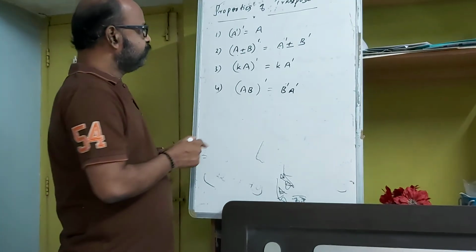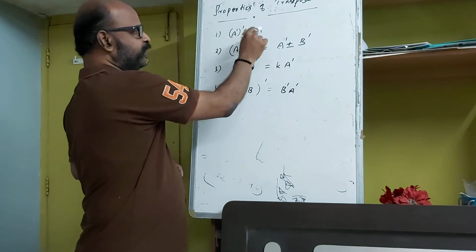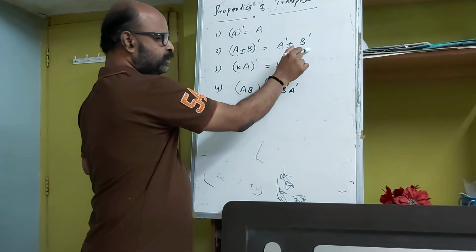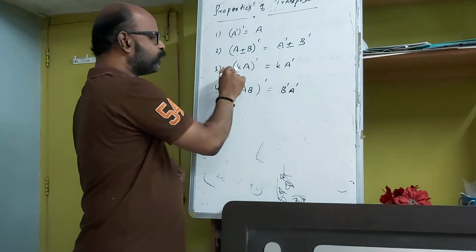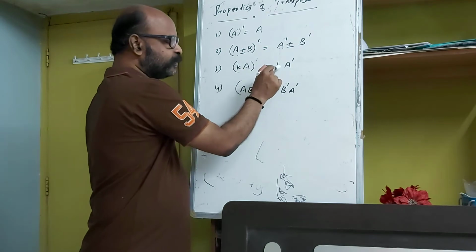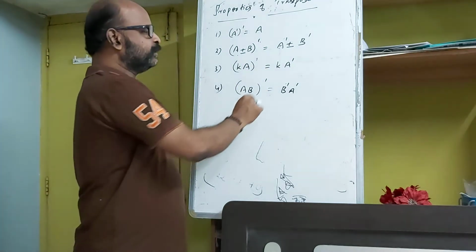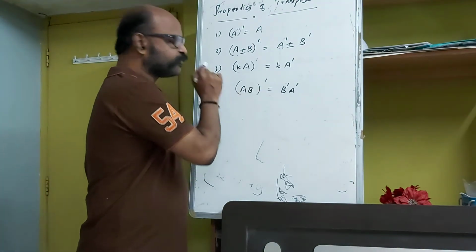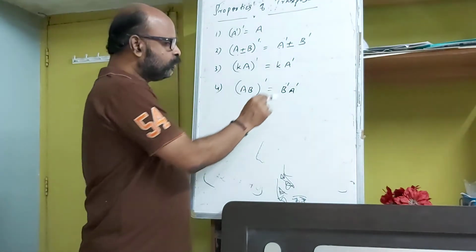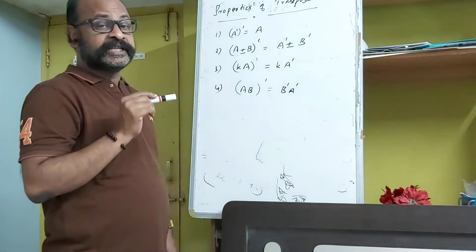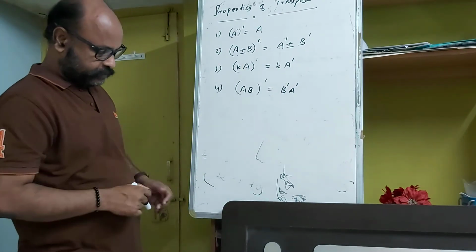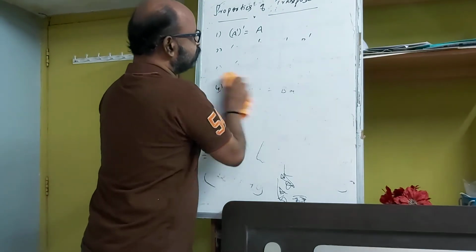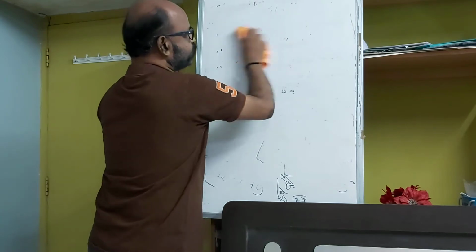What is the first one? The transpose of a transpose is the matrix itself. The transpose of a sum is equal to the sum of the transposes. The transpose of the product of a scalar and a matrix: the scalar remains as it is, times the transpose of the matrix. And the transpose of the product of two matrices is equal to the product of the transposes taken in the reverse order. Clear? Okay. So that way we have discussed the properties of transpose.